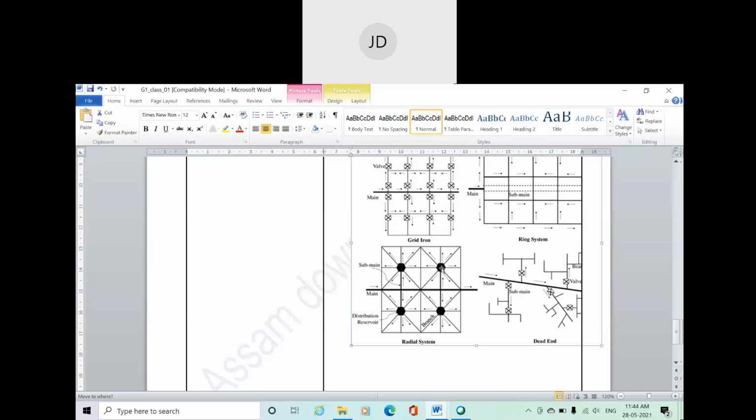And from the distribution reservoir, the water is distributed to the different points of this grid, going in a radial pattern. You consider it radiating from this central point. So it is called a radial system.